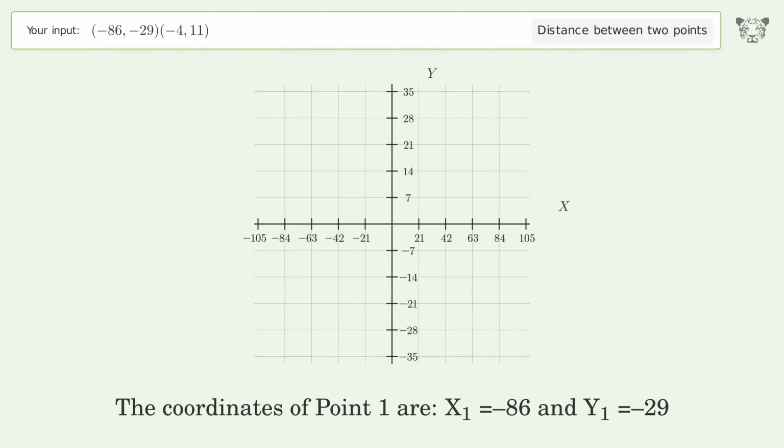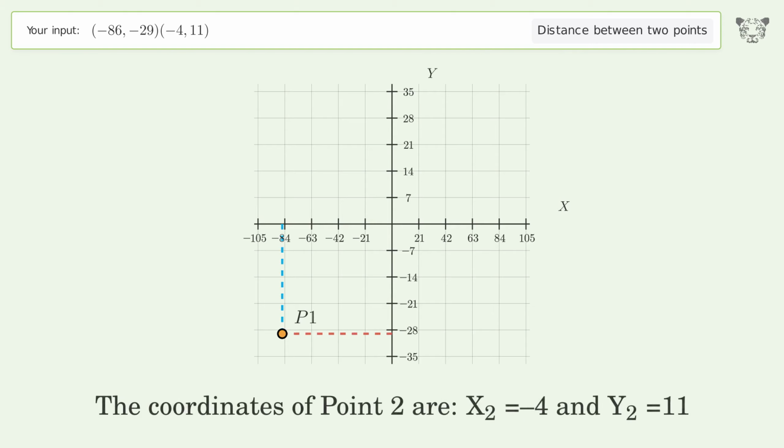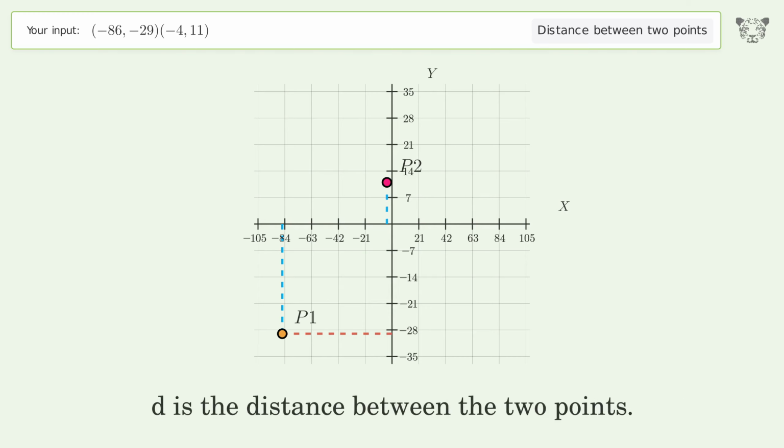The coordinates of point 1 are x1 equals negative 86 and y1 equals negative 29. The coordinates of point 2 are x2 equals negative 4 and y2 equals 11. D is the distance between the 2 points.